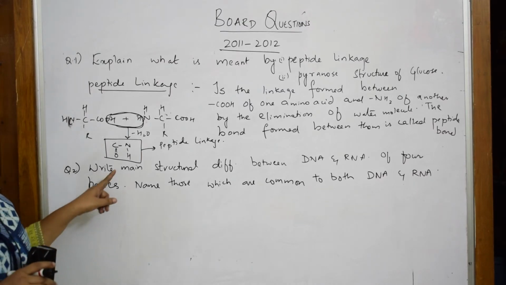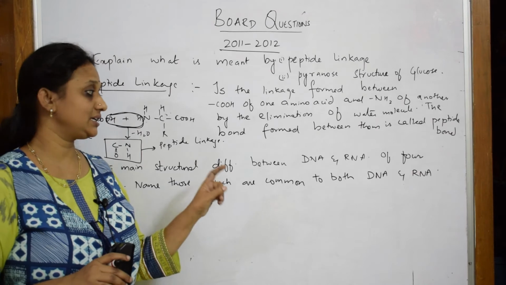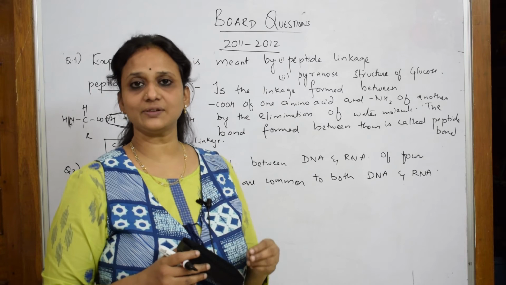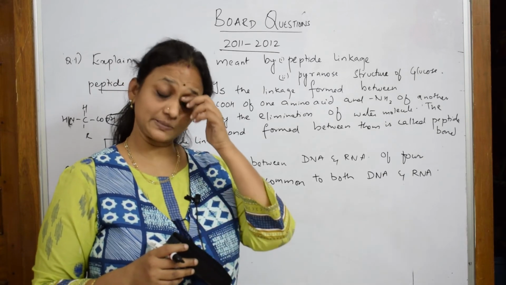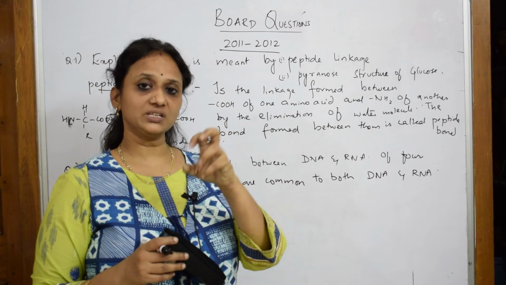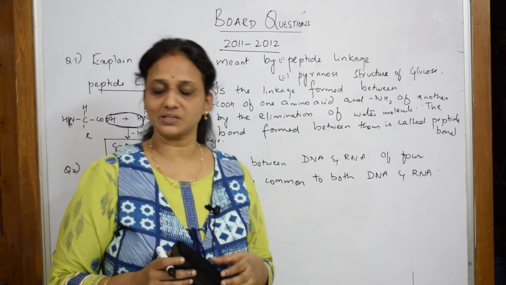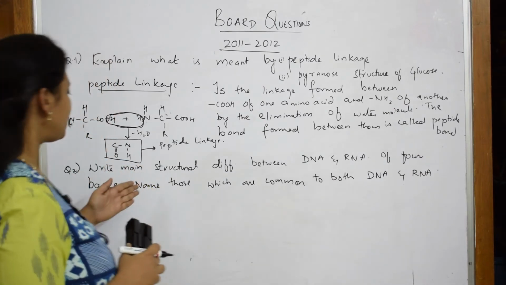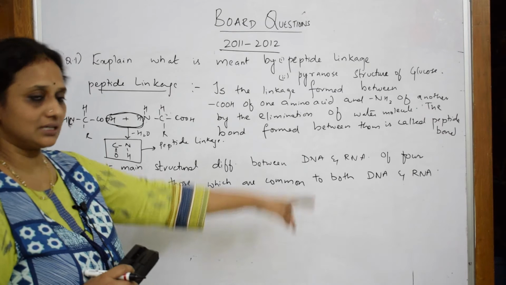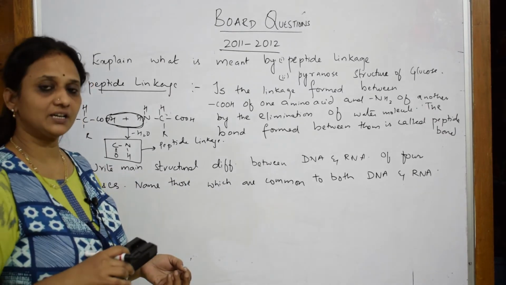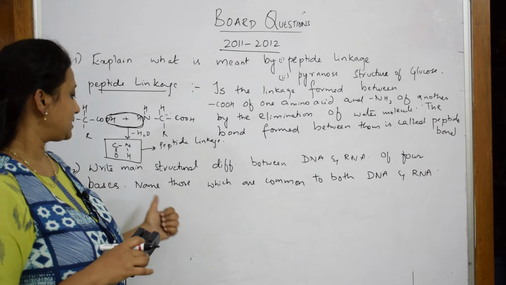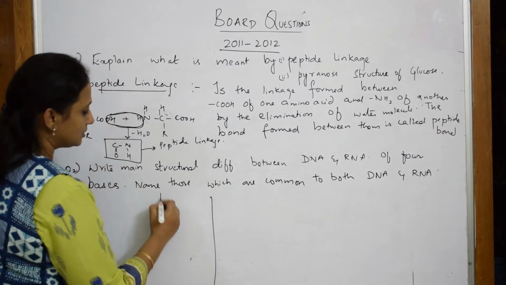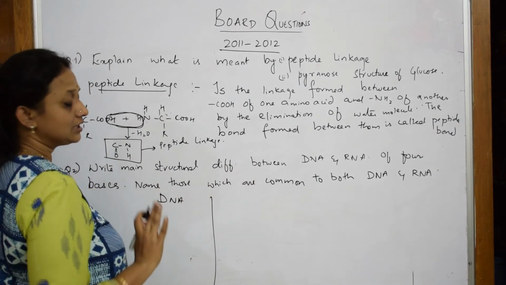They've given me: write the main structural difference between DNA and RNA. So what are you observing? Every time they're trying to give you a structural question. That is the reason I've given you that tabular column which explains the units present in maltose, lactose, sucrose. Please watch that table, practice it more than 10 times so that you'll not lose those 3 marks. They've given me the main structural difference between DNA and RNA of 4 bases. We have 4 nitrogenous bases, and name those which are common to both DNA and RNA. Simple.